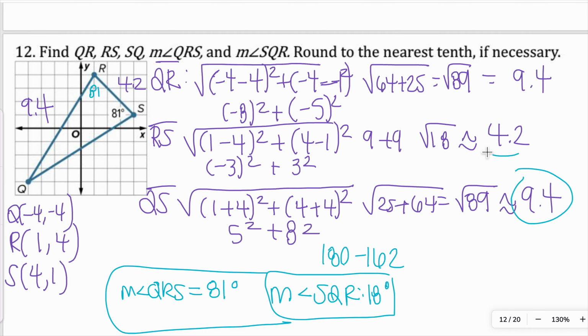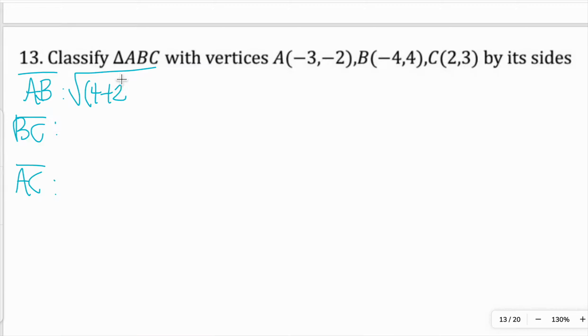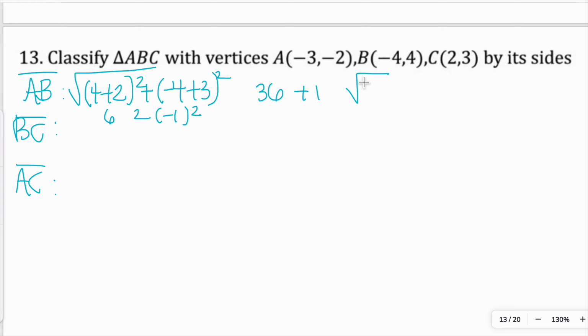And then here are my distances, all right here. All right, classify triangle ABC with the common vertices. So again, I took side AB, and then BC, and then AC, and just found the distance for all of those. So for A to B, I did for my y's 4 plus 2, and then for my x's negative 4 plus 3, squared, so that is 6 squared and negative 1 squared, or 36 plus 1, so about the square root of 37.